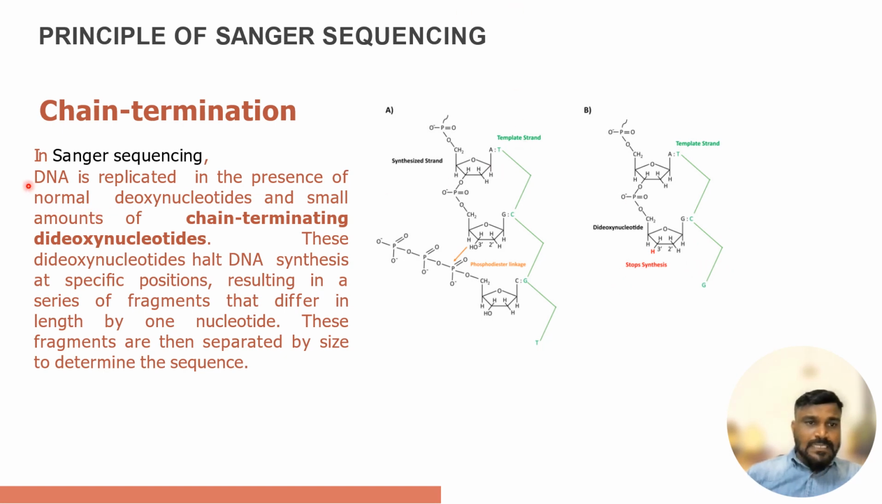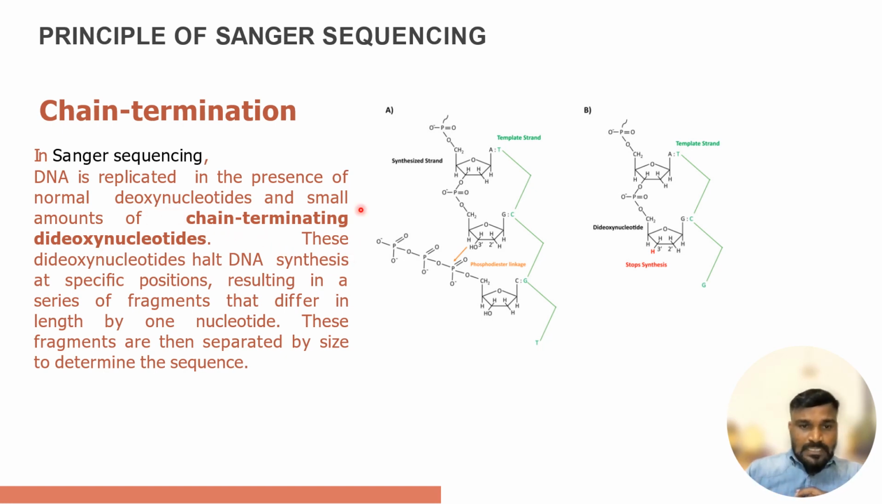So if you see in Sanger sequencing, the DNA fragment or a PCR product is being replicated in presence of normal deoxynucleotides to enable a normal DNA polymerization. Plus, there will be small amounts of chain terminating dideoxynucleotides added. So there will be normal strands in place. Also, some strands whichever incorporates these chain terminating dideoxynucleotides, they will be halted.